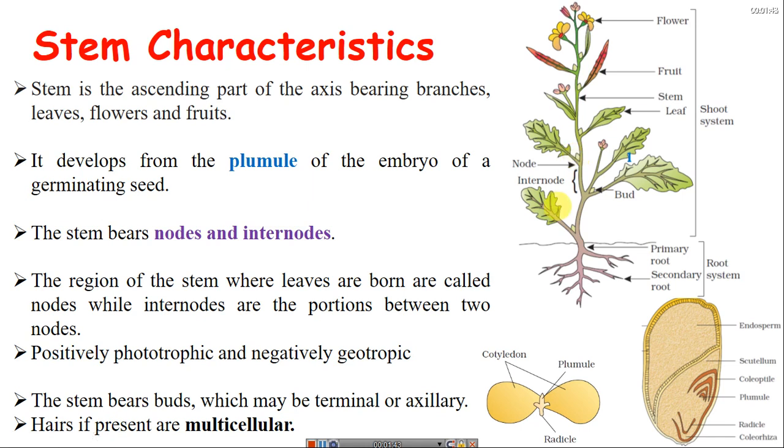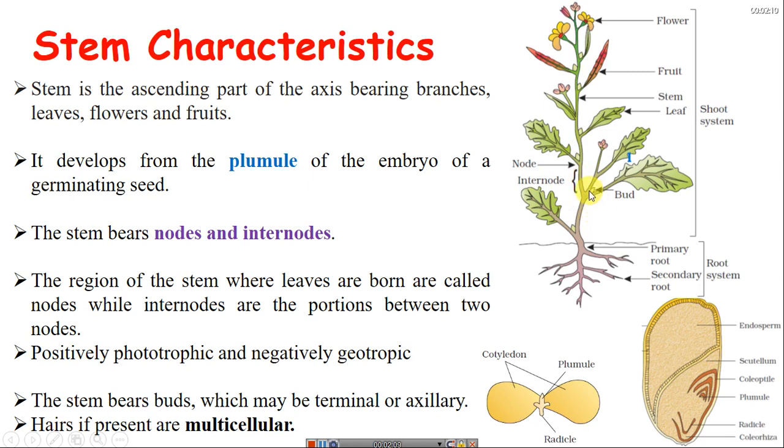Now I've already discussed that the region where leaves, branches and other structures are born is the node, and the region between two nodes is the internode. So here we can see one node and another node is visible here. So the region between these two nodes is the internode, node and internode. So this is the characteristic feature of the stem.